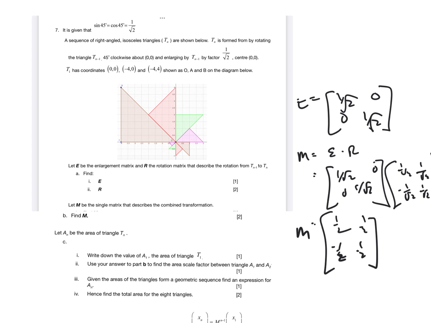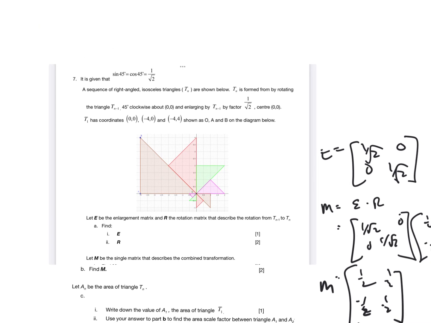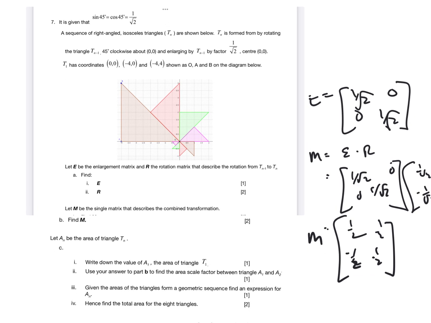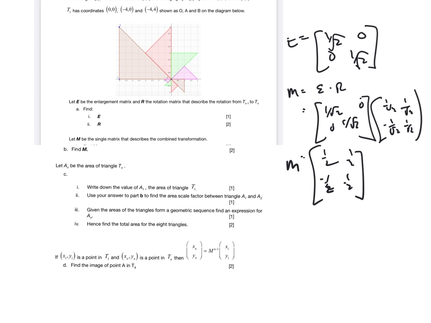Okay, so in this problem here, we have been given various information, take a look at it, and I've already gone through A part and B part. This matrix M here is the transformation matrix of an enlargement and then a rotation, and it enlarges by 1/√2 each time.